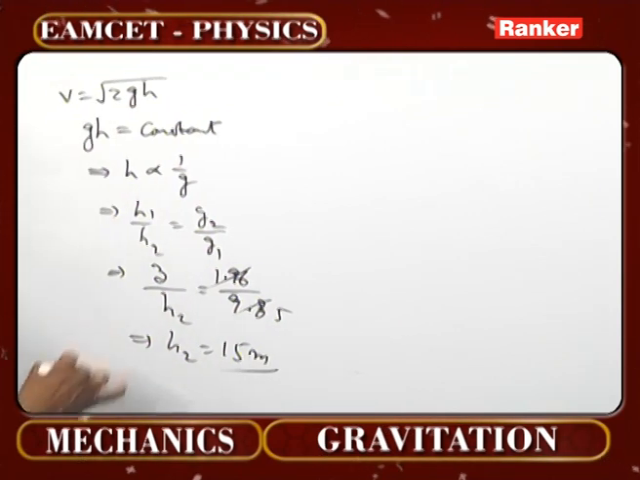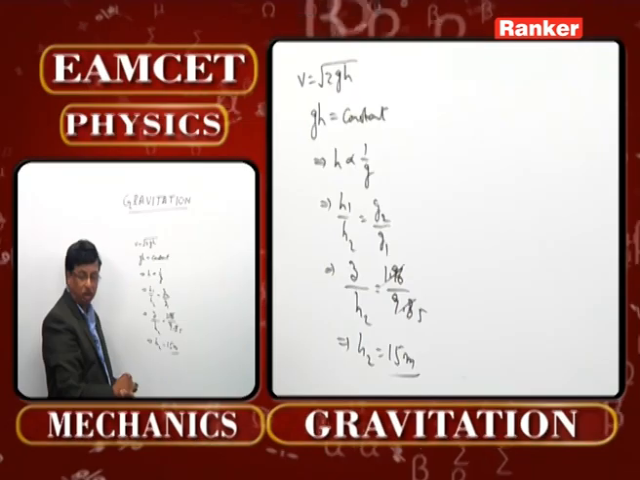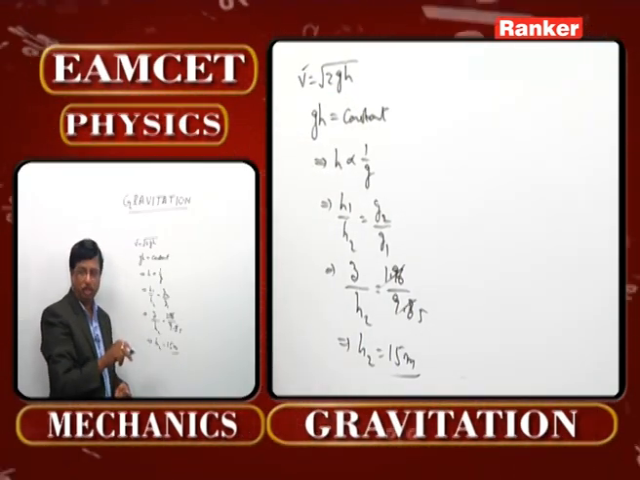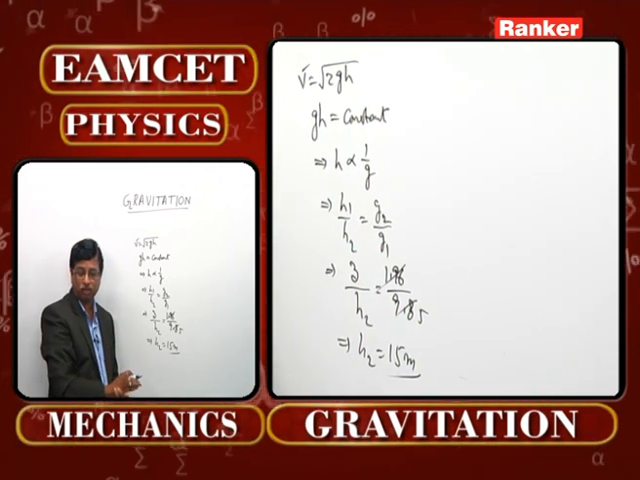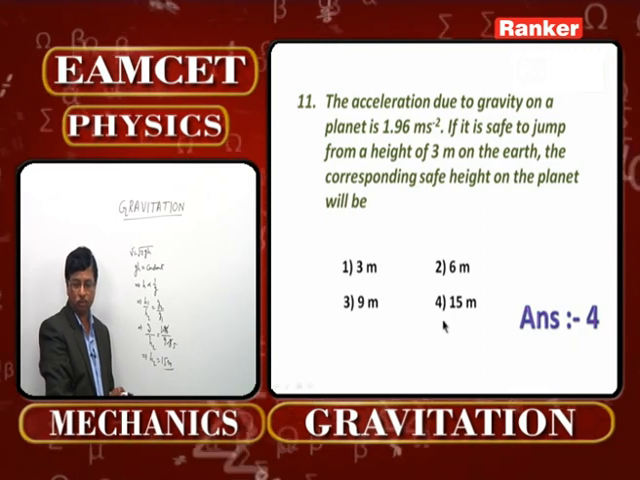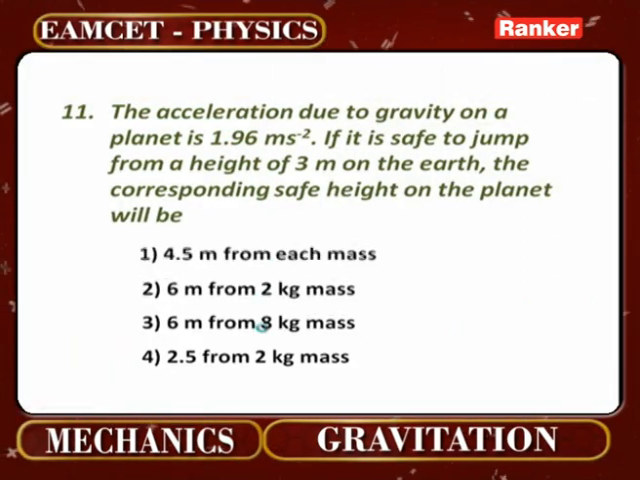15 meter. That means even if you drop the body at 15 meter height on that planet also, the body gains the same velocity as it is gaining on the surface of the earth. That is the concept. So which option is correct for this one? Fourth option is correct over here, 15 meter. That is question number 11. Now look at the next number, problem number 12, please.